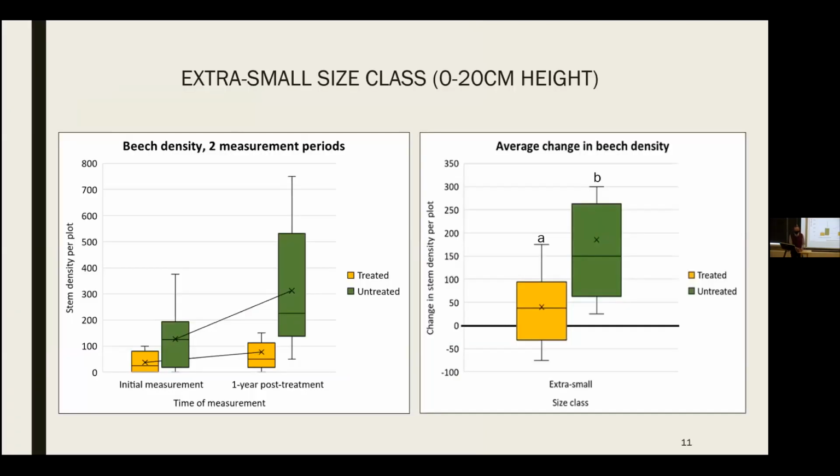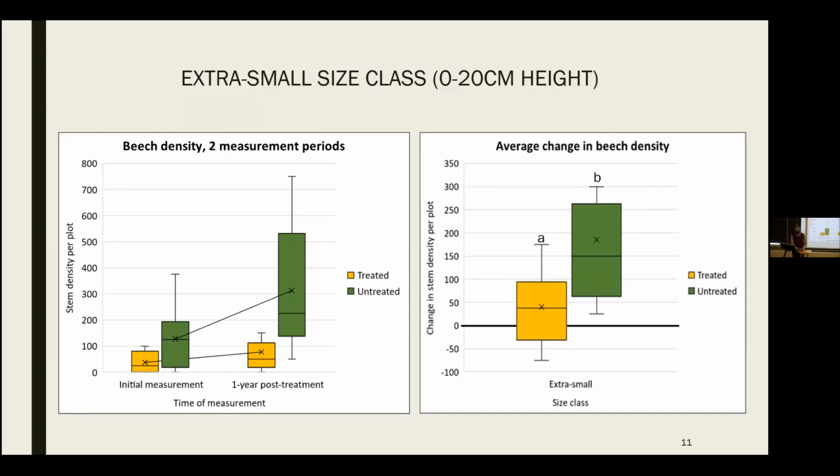So moving on to the results of the extra small size class and focusing first on the box plot on the left here, we see the beech density in the 2 measurement periods. So on the x-axis, we have the time of measurement, and on the y-axis, we have the stem density per plot. The green boxes represent the untreated plots, and we'll do the same throughout the rest of my presentation, and the yellow boxes represent the treated plots.